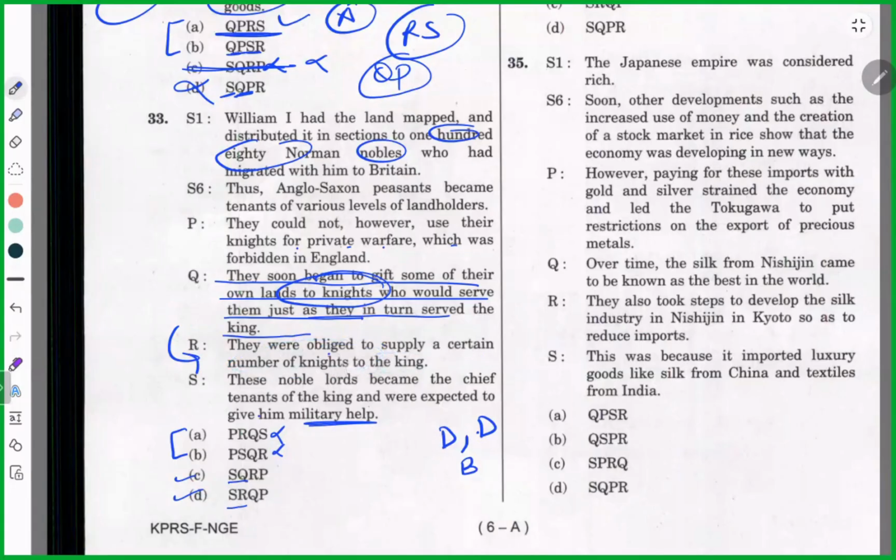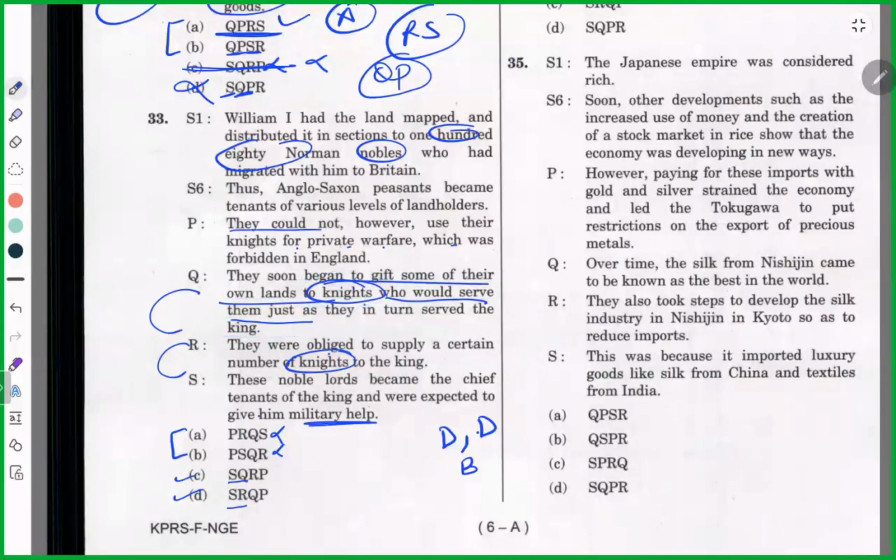No, not like that. First this should be done: number of knights to the king. That means SR. Then Q: "They soon begin to give some of their own lands to the knights," because knights are introduced here first, not here, "who would serve them as they serve the king." Then QP. So SRQP: "They could not, however, use their knights for private warfare, which was forbidden in England. Thus, Anglo-Saxon peasants become the tenants of landholders." Yes, D is the correct answer.